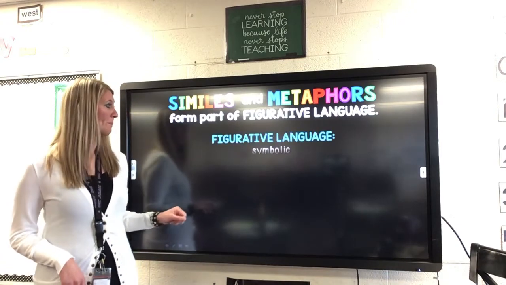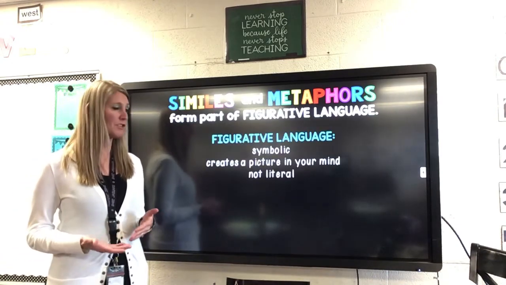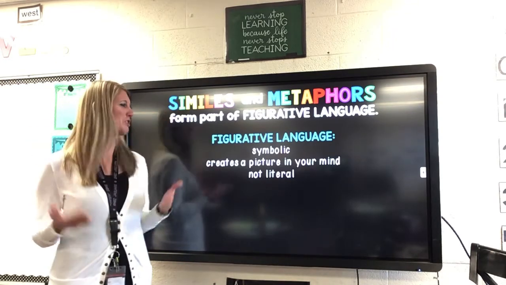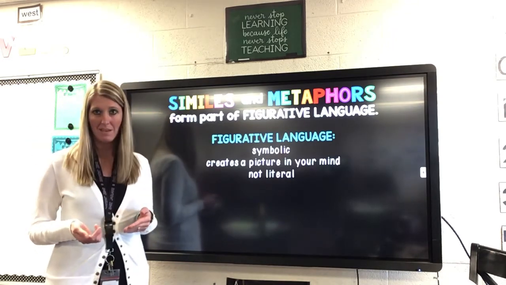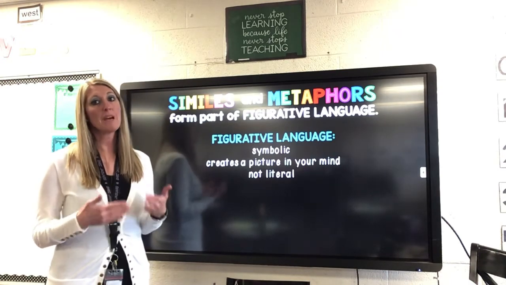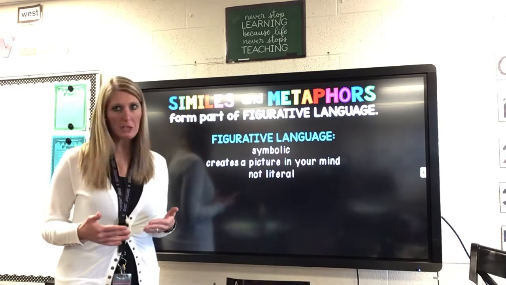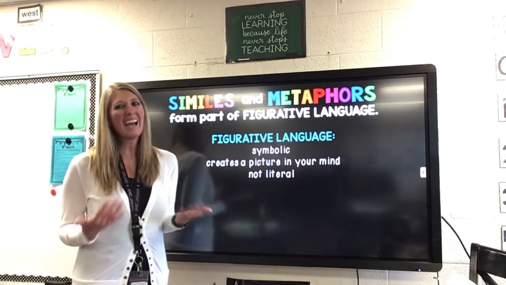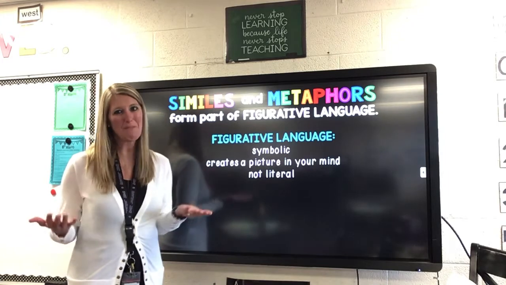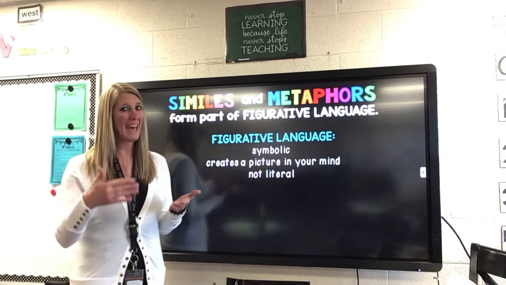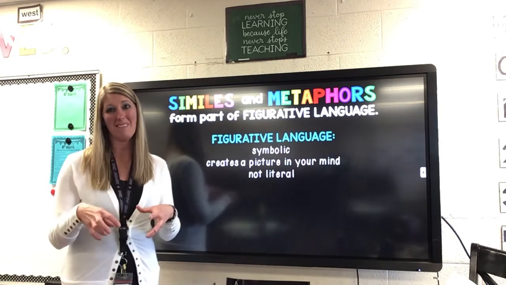Now, figurative language is like symbolic, which means it creates a picture in your mind. And then it's not literal. So when I say he's as brave as a lion, I don't actually mean he's a lion. Or he swims like a fish, I don't actually mean he's a fish. So it's not literal. So literal means what I actually say is what I mean. Okay?